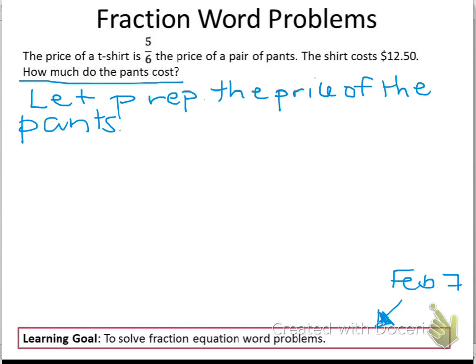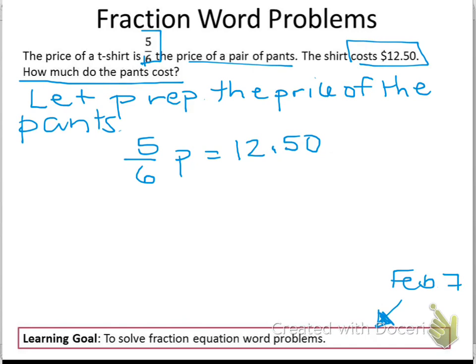Okay, now we need to try and think about how we can write it as an equation. We know that the price of a t-shirt is 5/6 the price of that pair of pants, and the shirt costs $12.50. We are going to write 5/6 times P equals $12.50, because we know that the shirt costs $12.50, and that 5/6 of the price of the pants is going to be equal to that.